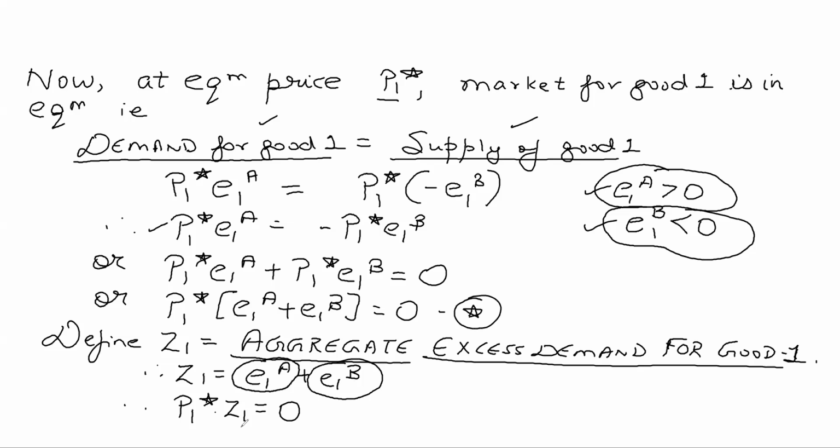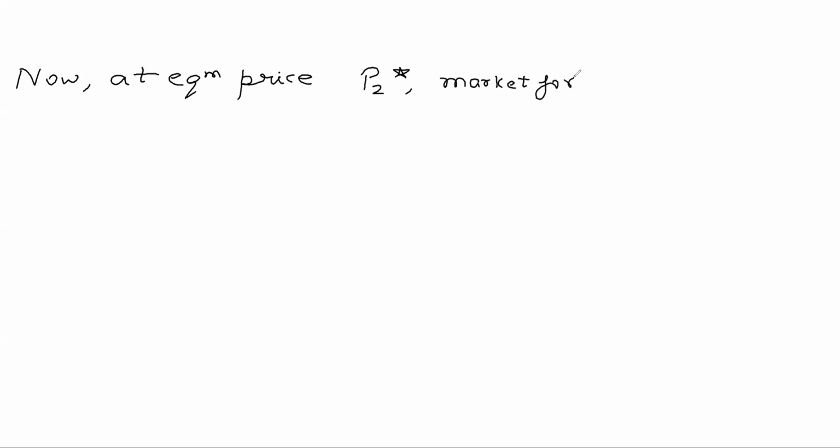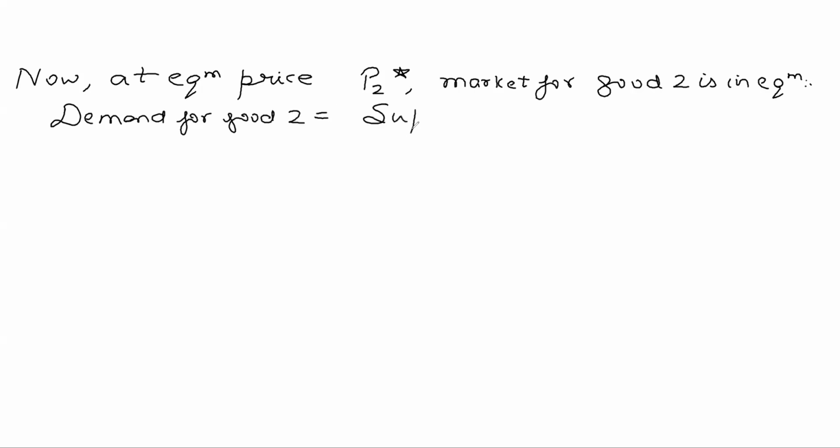Okay, now the same analysis I can also do for good 2. So now at the equilibrium price P2 star, market for good 2 is in equilibrium. Market for good 2 is in equilibrium means what? Demand for good 2 is equal to supply of good 2.